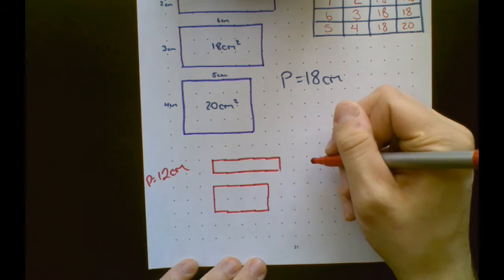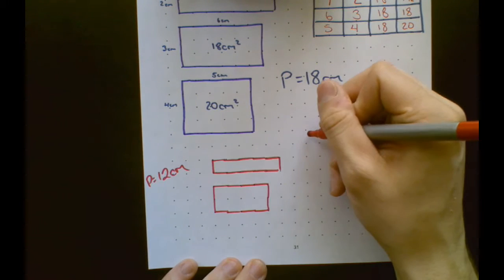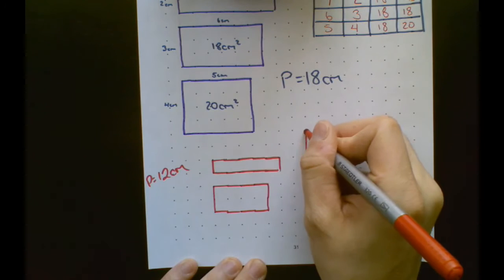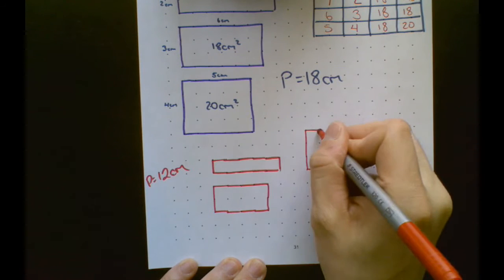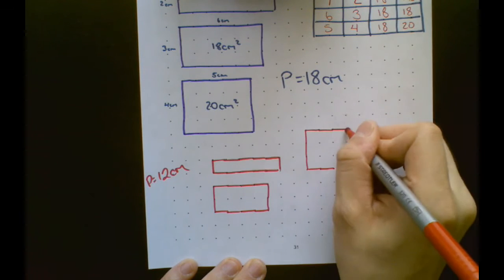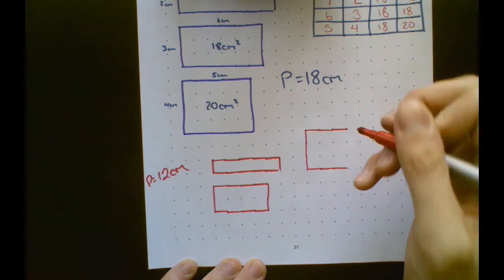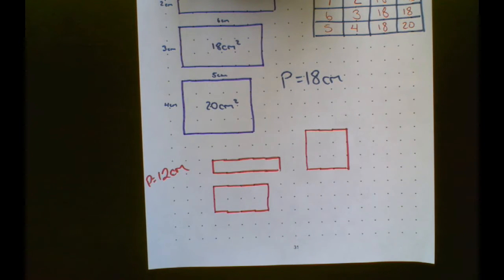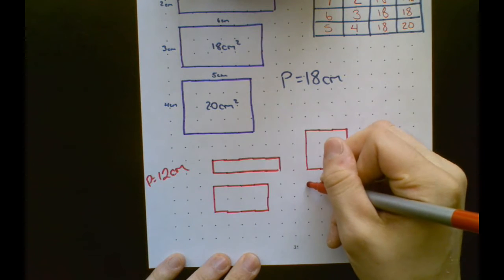Alrighty. Okay, then I'm going to have to go up a little bit here. 3, 4, 5, 6, 7, 8, 9, 10, 11, 12. Perfect. Go to with the 4.